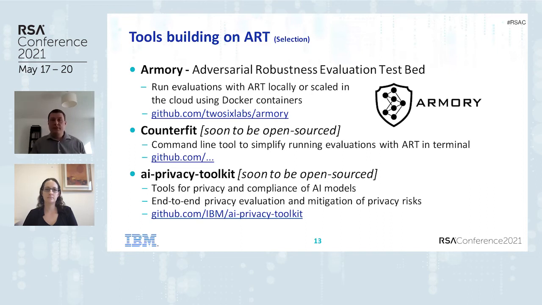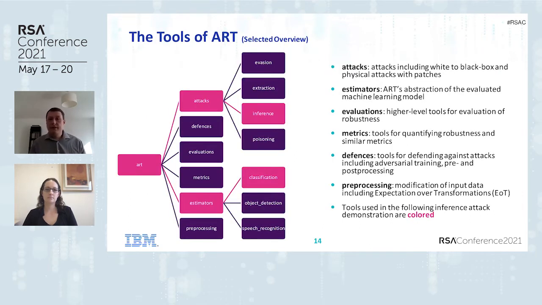Now, the tools of ART can be grouped into six submodules. Just to give you a quick overview of the organization of the ART library, I would like to highlight these modules. The most important one is the attacks module, which contains all the white box, black box, and in between attacks, and also physical attacks with patches. Then ART has an estimators module, which contains the abstractions of your machine learning model that you would like to evaluate and make it compatible with the attacks and the defenses.